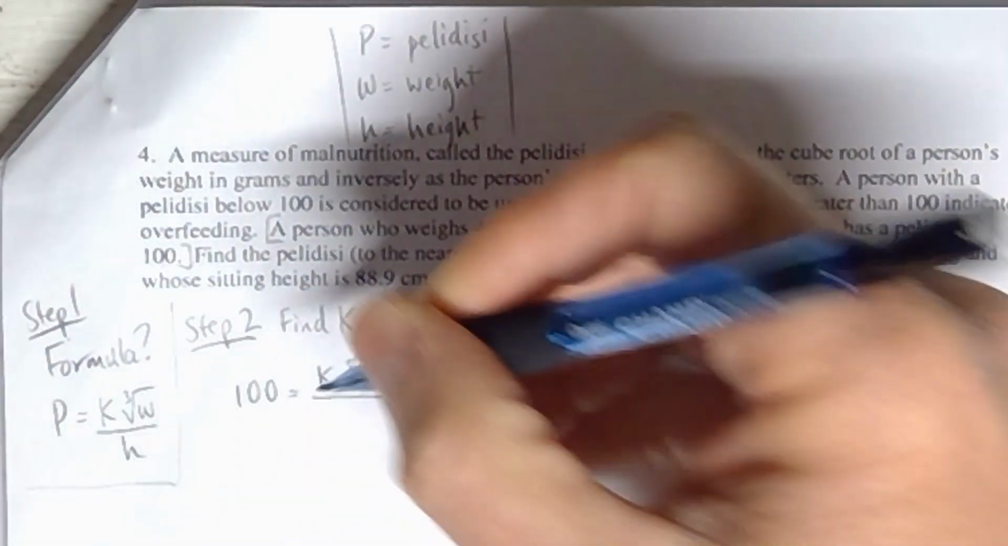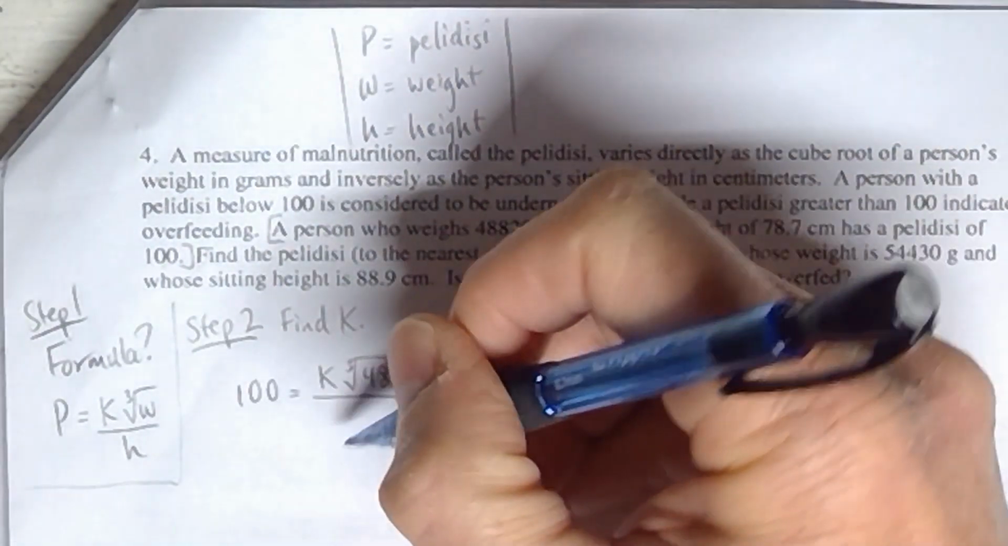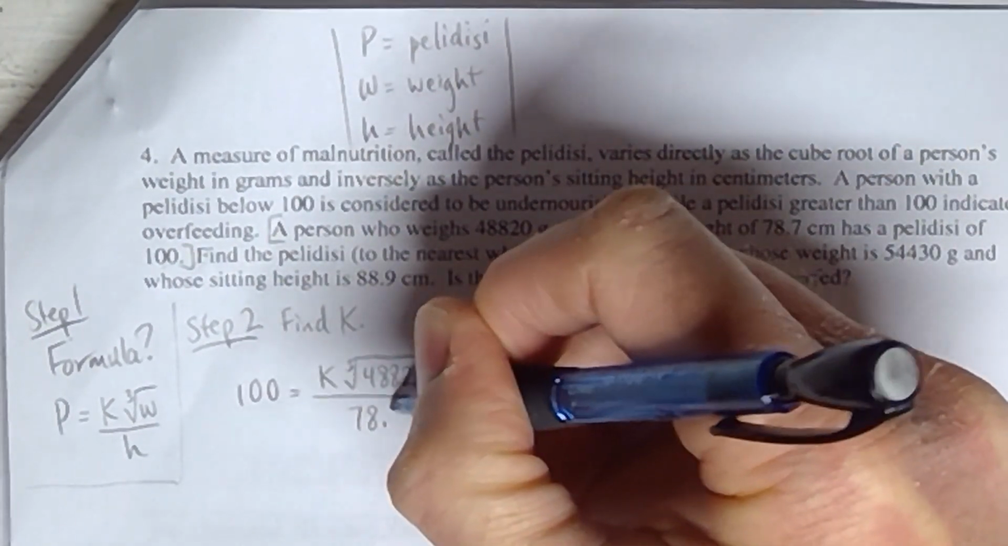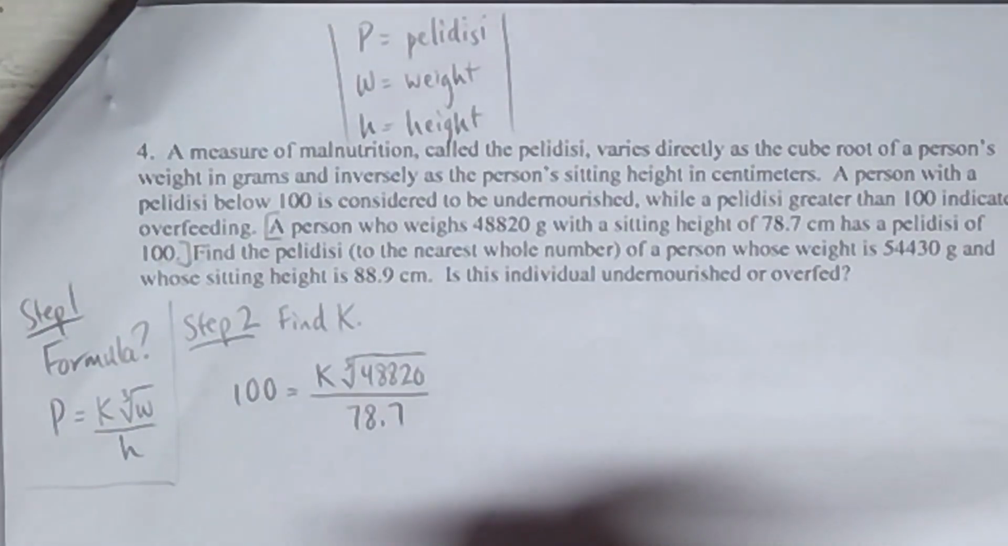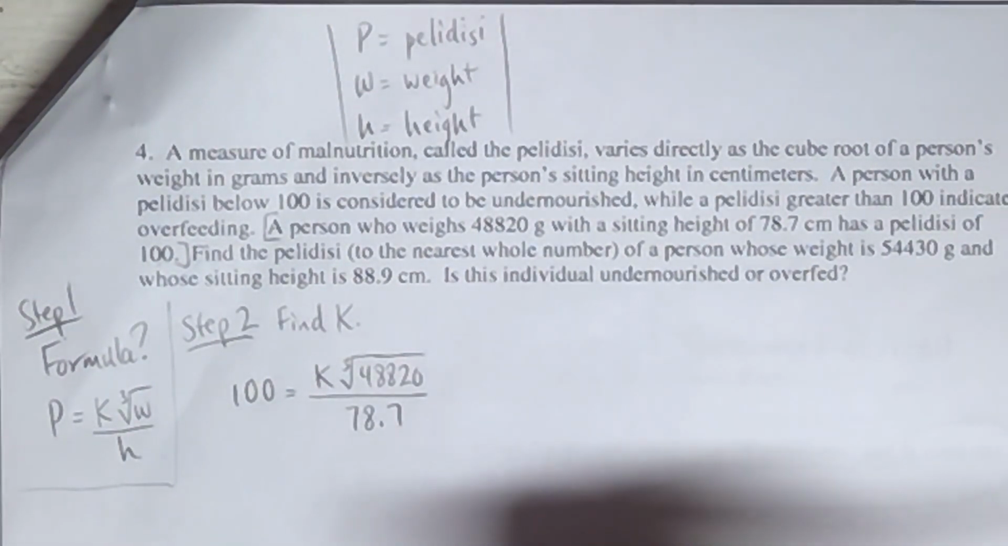And underneath that is what? The height, because the H is underneath right there. And so that's where we put the 78.7. Okay, now how do we solve that? How do we solve for K?